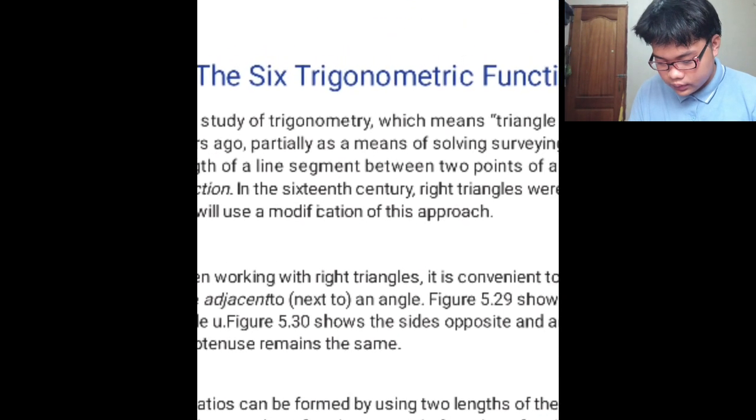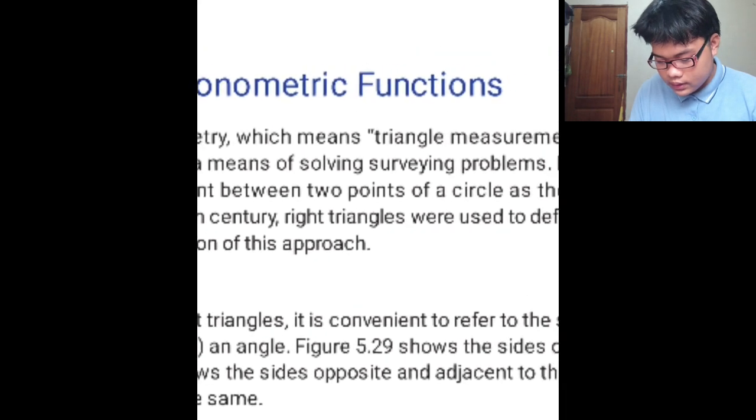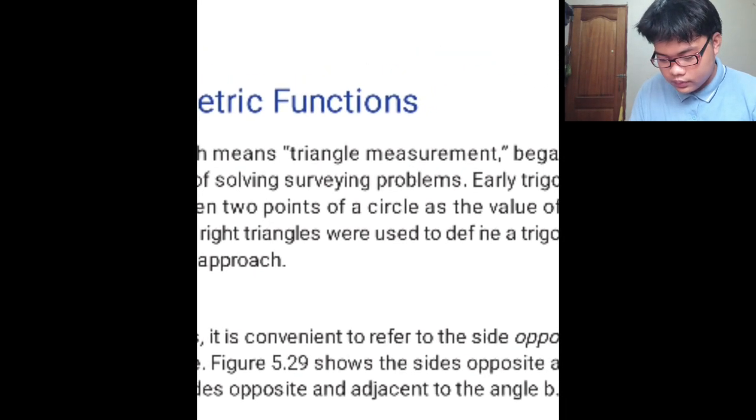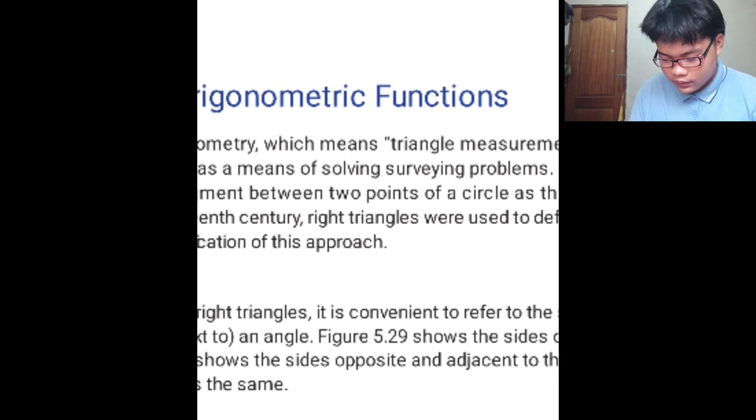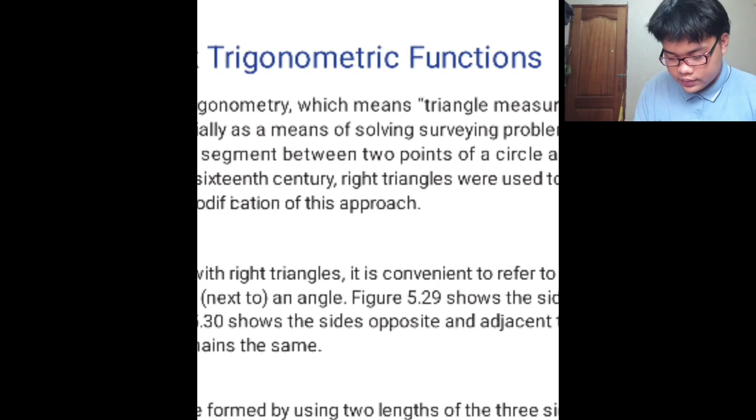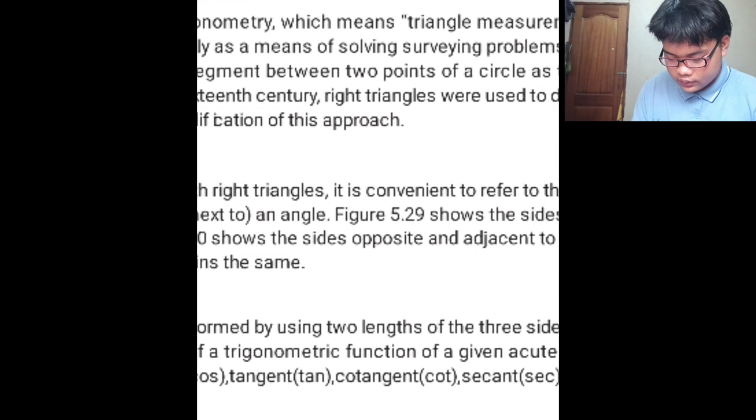The study of trigonometry, which means triangle measurement, began more than 2000 years ago, partially as a means of solving surveying problems. Early trigonometry used the line segment between two points of a circle as the value of a trigonometric function. In the 16th century, right triangles were used to define trigonometric functions, and we will use a modification of this approach.